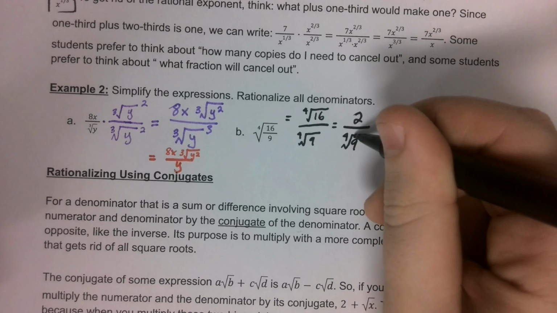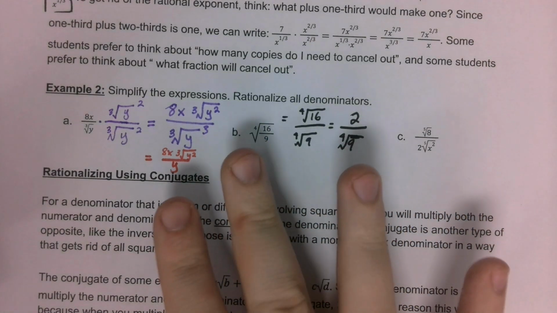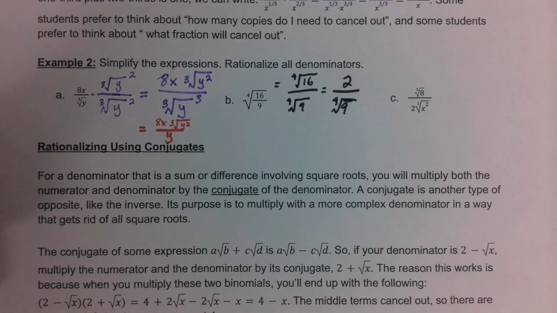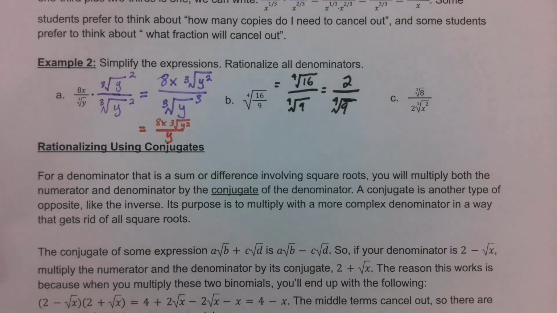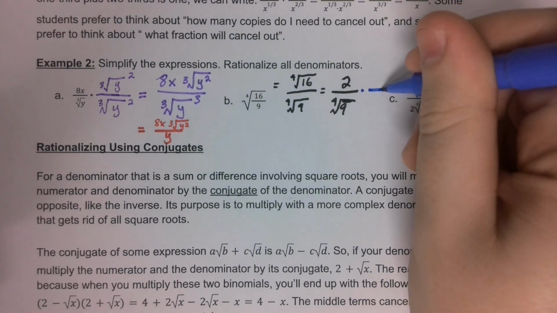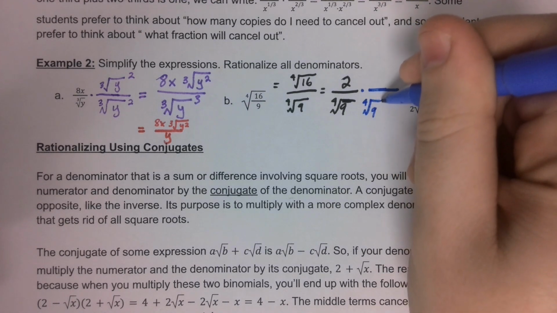Well, if I'm talking about a 4th root, how many total copies do I need to cancel out a 4th root? I need 4 total copies. How many do I have? I have 1 copy of the 4th root of 9. So, how many more do I need? If I need 4 copies and I only have 1, that means I need 3 more of them. So to do that, we're going to multiply by the 4th root of 9 cubed.